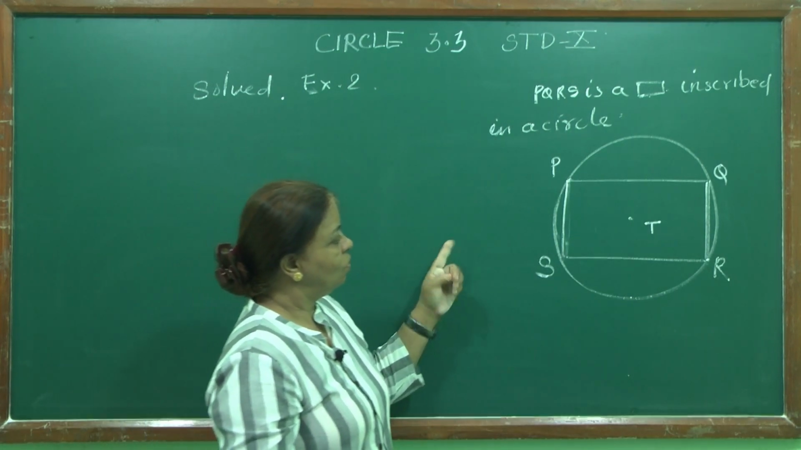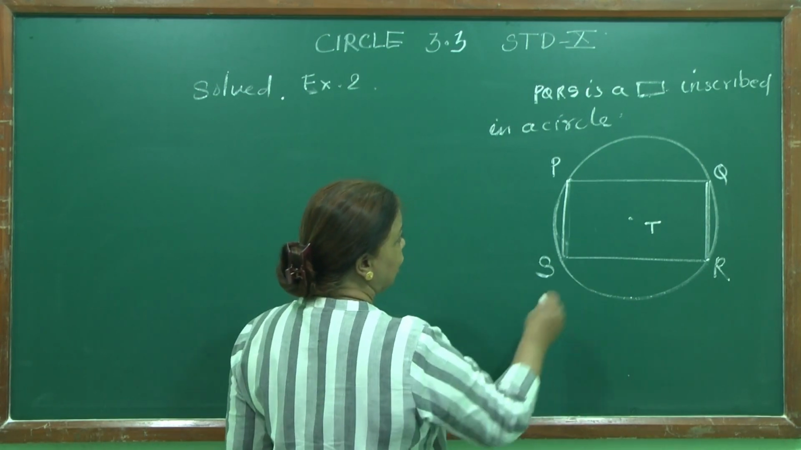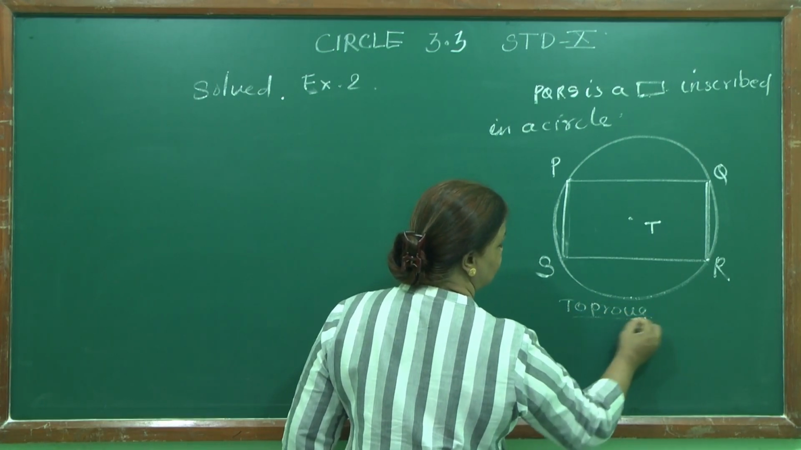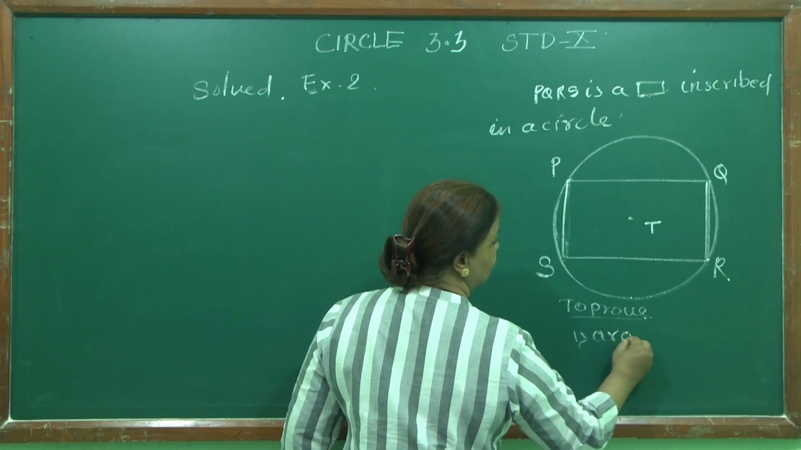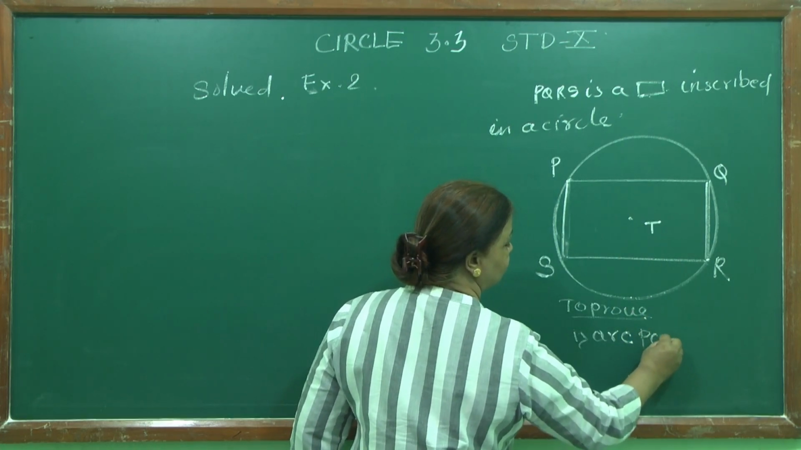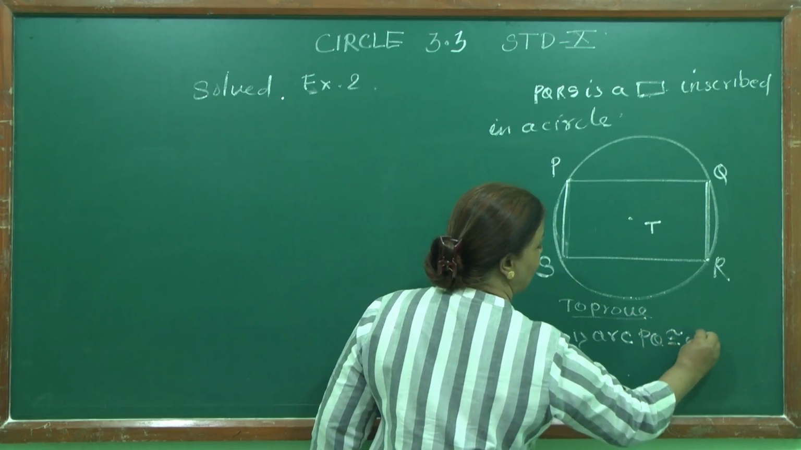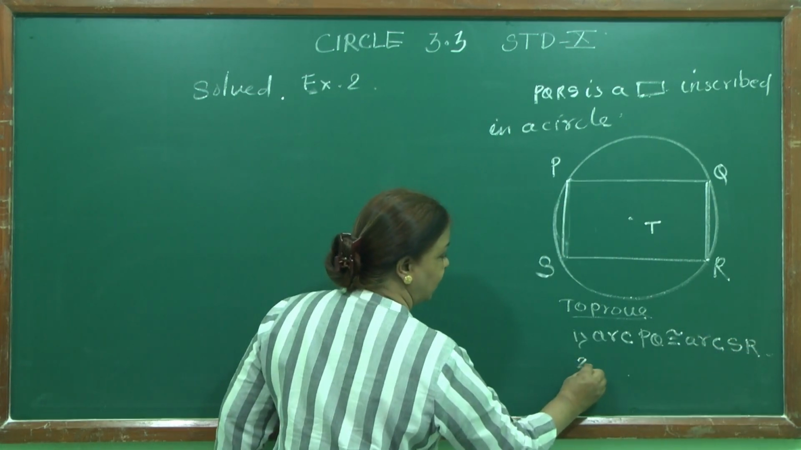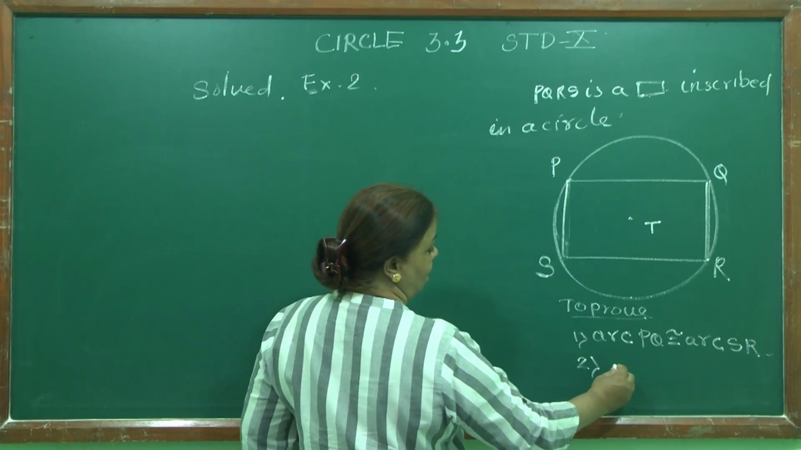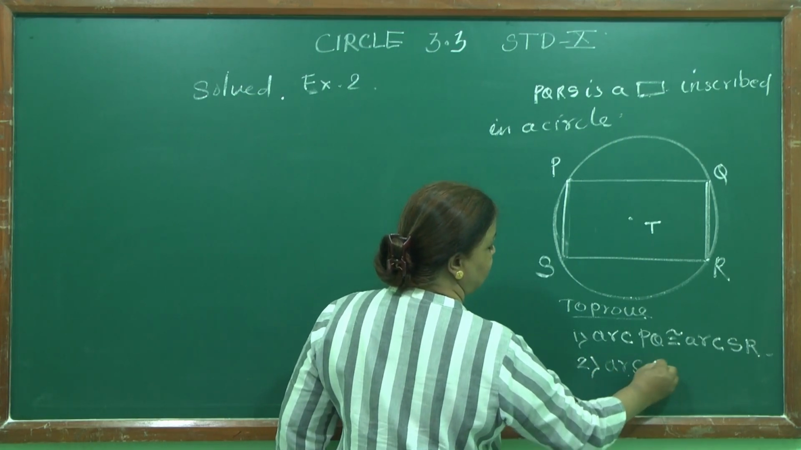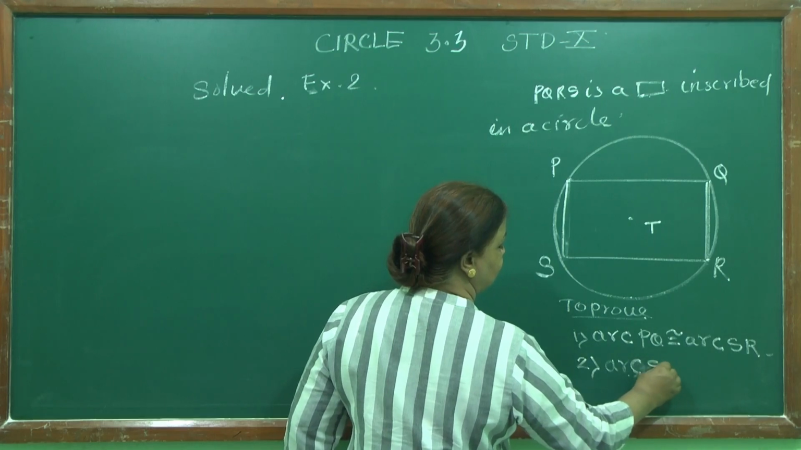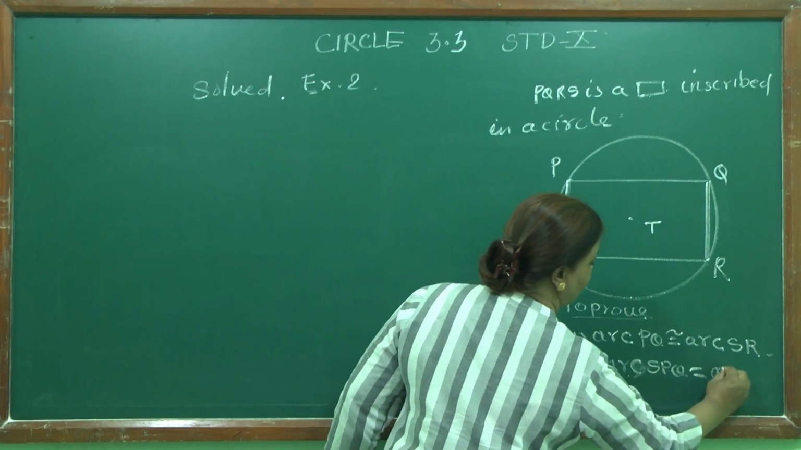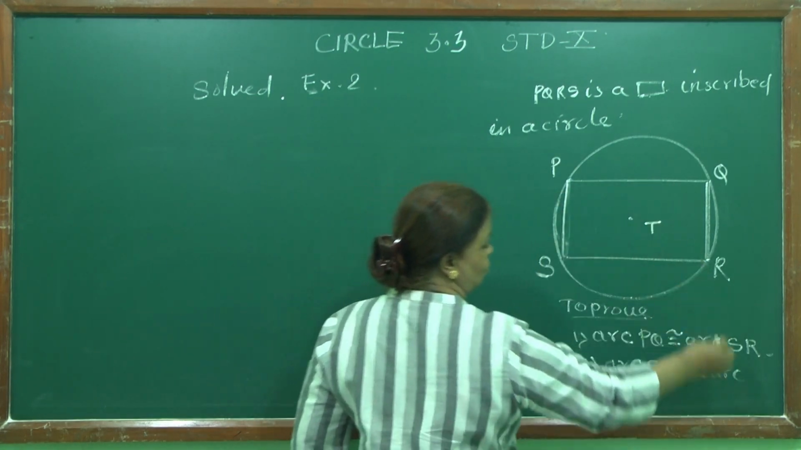PQRS. Now what we need to prove? The first thing: arc PQ is congruent to arc SR. Second thing: arc SPQ is congruent to arc PQR.